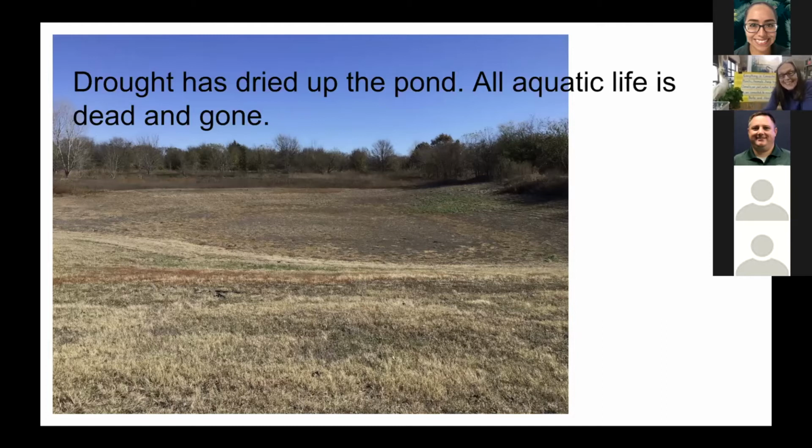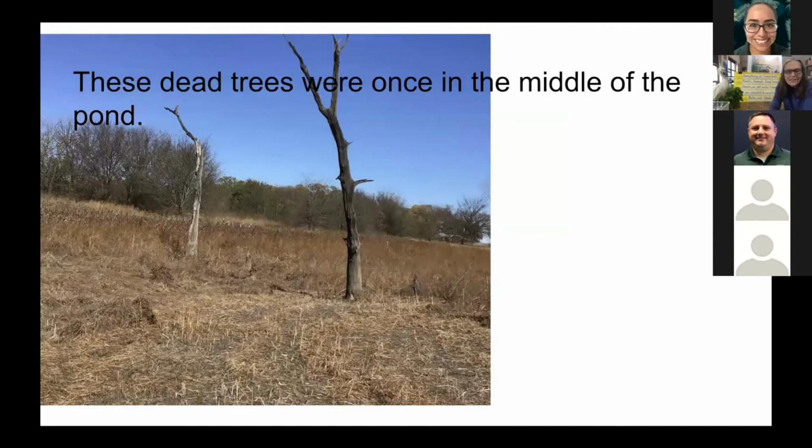They don't have water either. In Texas, one of our limiting factors is water. Okay? And we need to be really conscious of how we use it and how we keep it clean. These trees used to be in the middle of the pond. Now they're kind of high and dry.